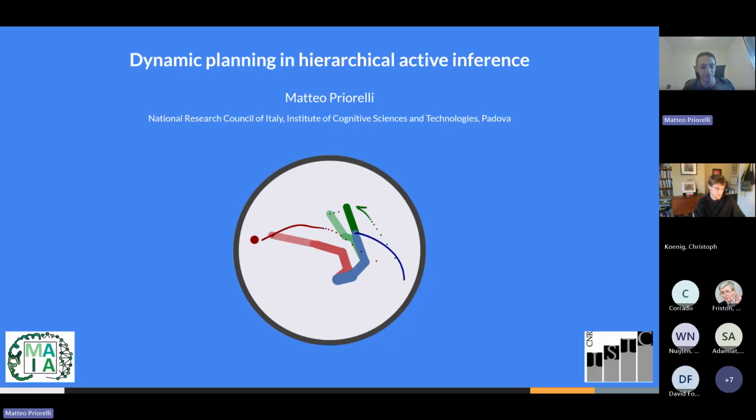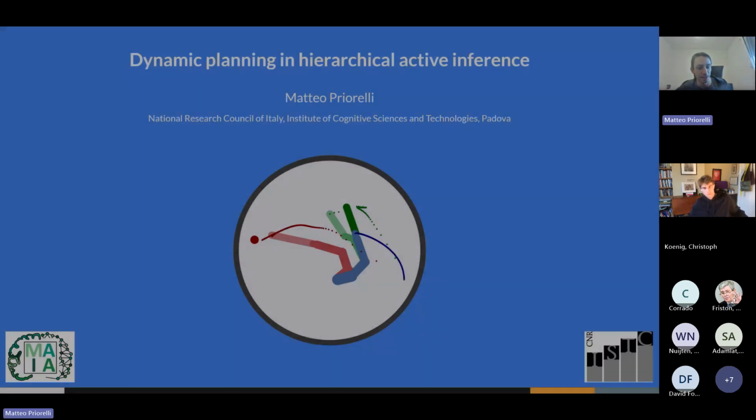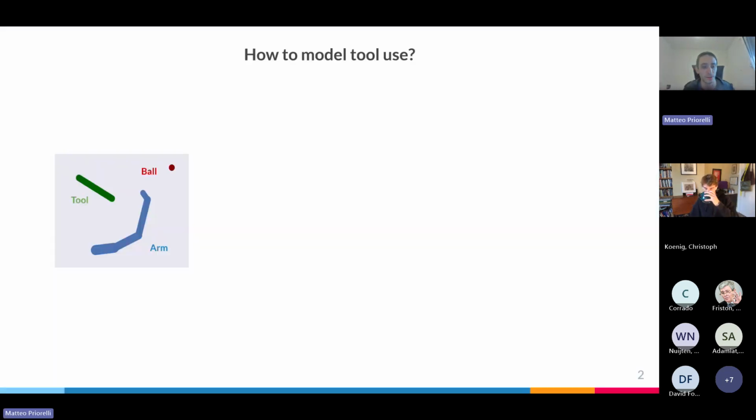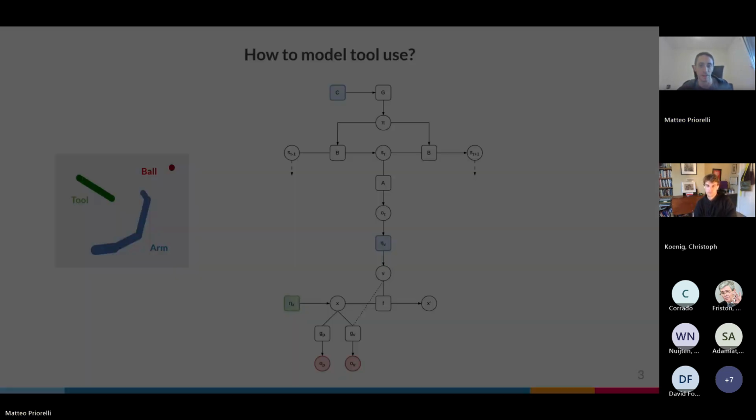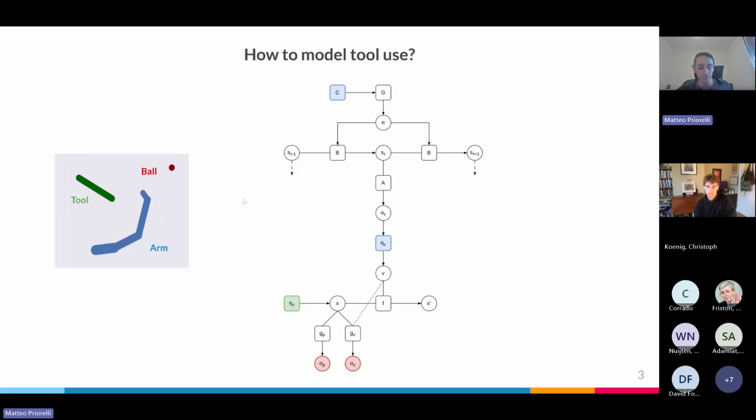Okay, so today I'm going to talk about dynamic planning in hierarchical active inference. The goal of this presentation is to understand how we can model tool use in active inference. And this is a standard hybrid active inference model we could use for modeling tool use.